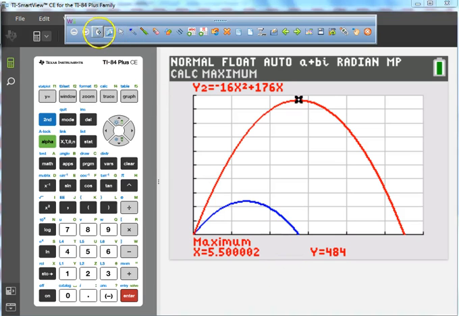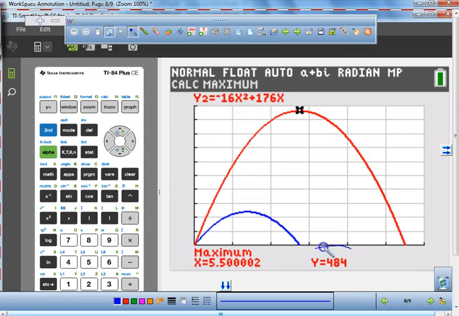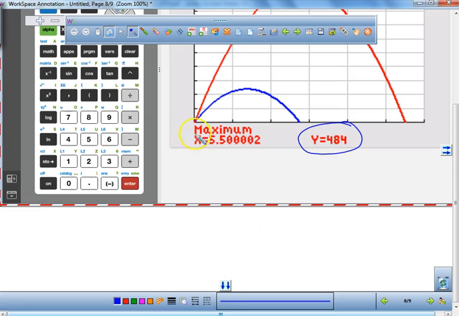What does it say our maximum height is in our graphing calculator? At 5.5 seconds, it's 484. So in our graph, what I want you guys to understand, it started at what, 0 and went all the way over to an 11. How did I know that it ended up at 11? Because what does that 5.5 represent?